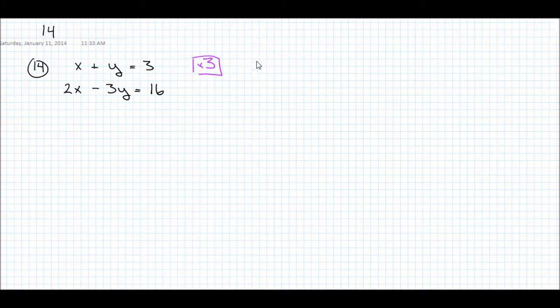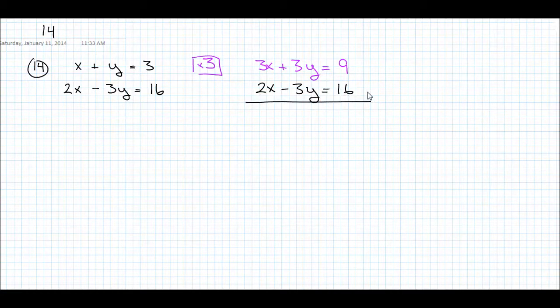So 3 times x is 3x plus 3 times y, 3y equals 3 times 3, which is 9. We're just going to slide over our second equation. 2x minus 3y equals 16. So now we're just going to add these together.